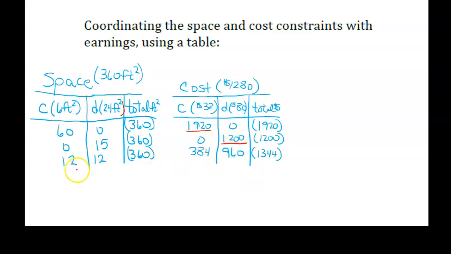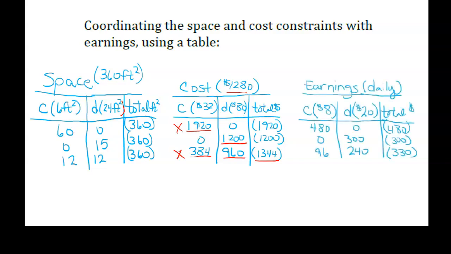And then if we look at 12 cat pens and 12 dog runs, 12 times the $32 each would cost $384 for the cat pens, and 12 times the $80 per dog run would cost $960, which would give us a total of $1,344. Again, this $1,344 is too much. They don't have that much to invest. So we know that this combination would not work. It would not work due to the startup cost constraint.